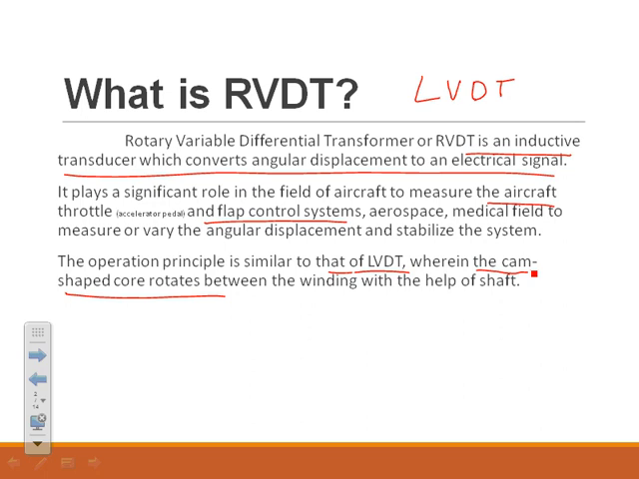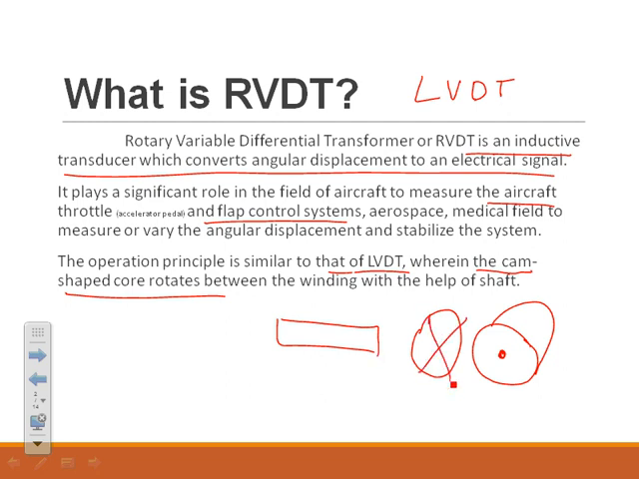Cam-shaped means it is shaped like this: there is a round shape, then a projection, and the shaft is in the middle. This is the cam shape, and in the LVDT we use a soft iron core like this. So this is the difference between the cam-shaped rotating core and the soft iron type core. Both are soft iron, but the shape is somewhat different.